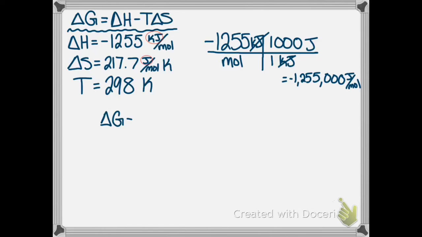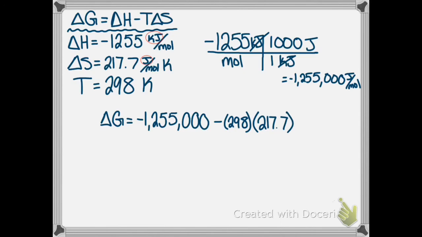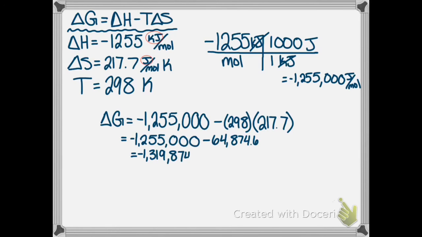Now we can set up our problem of delta G equals negative 1,255,000 joules per mole minus 298 Kelvin times 217.7 joules per mole Kelvin. We're going to multiply our temperature times our delta S value, and when we do that, we get 64,874.6 joules per mole. And now when we solve for our delta G, it is negative 1,319,874.6 joules per mole.